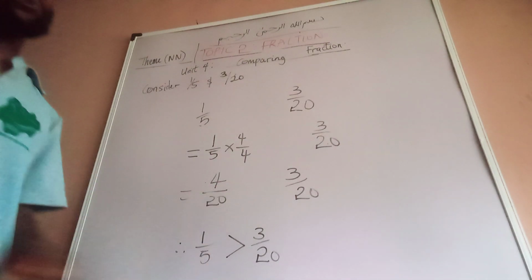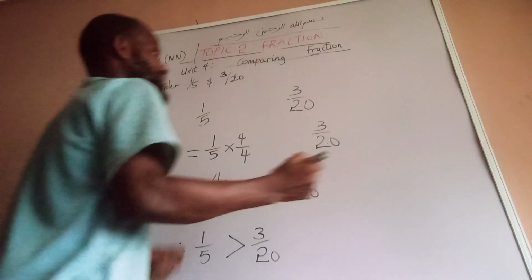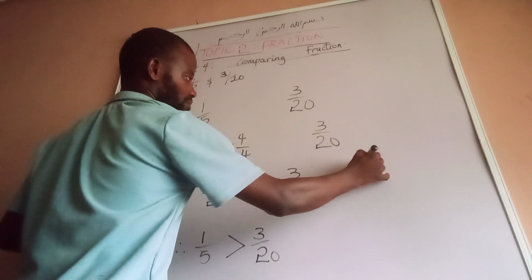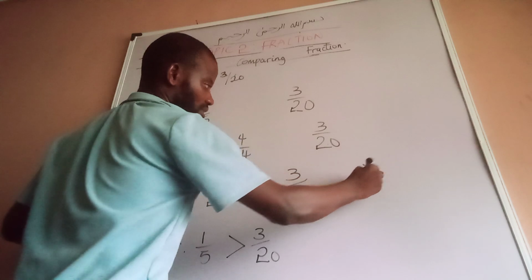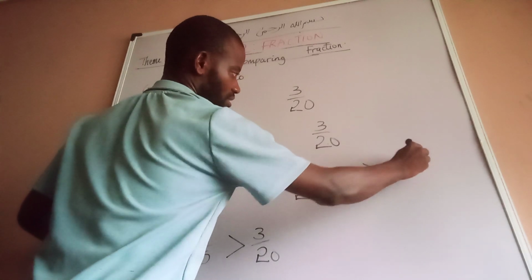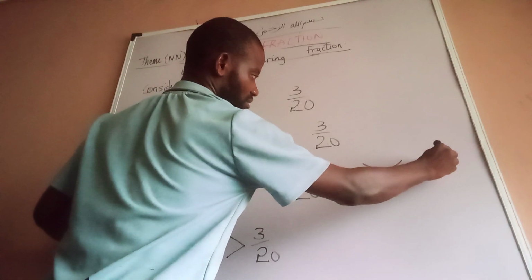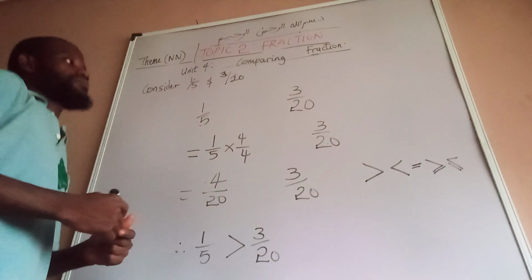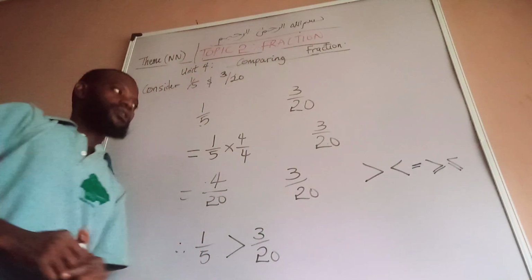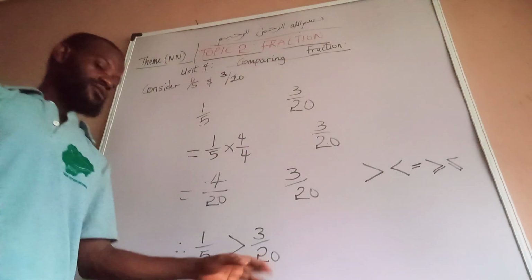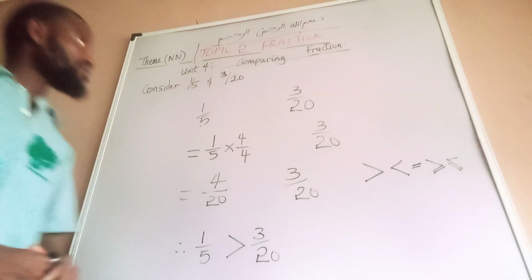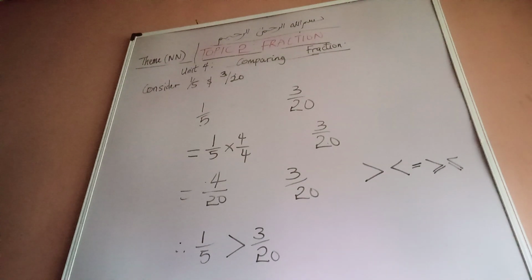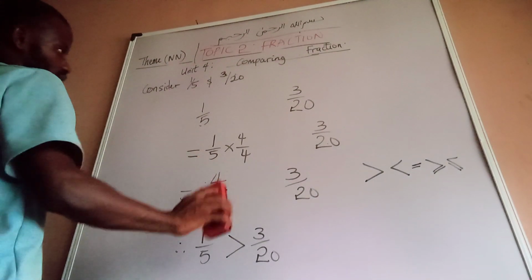So when we are doing comparison, what we'll be using are logical symbols, logical operators: greater than, less than, equal to, greater than or equal to, less than or equal to. For now, are you with me? So 1 over 5 is greater than 3 over 20. I hope this one is clear. So let us look at another case. This is one case.